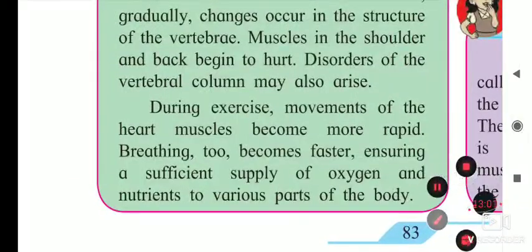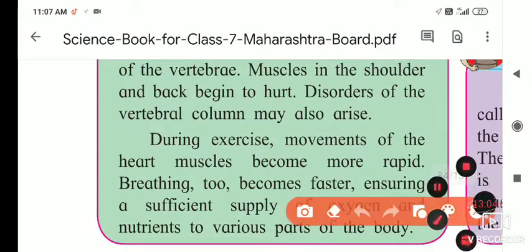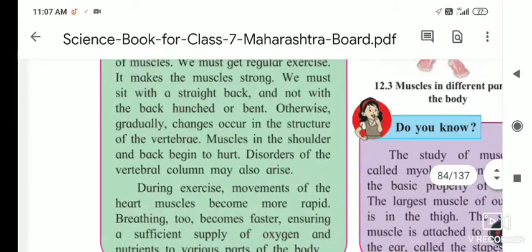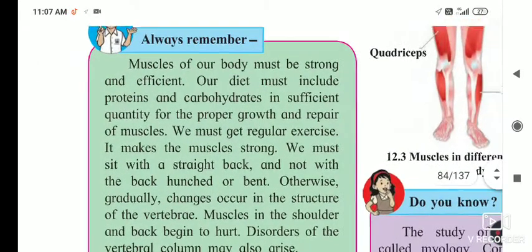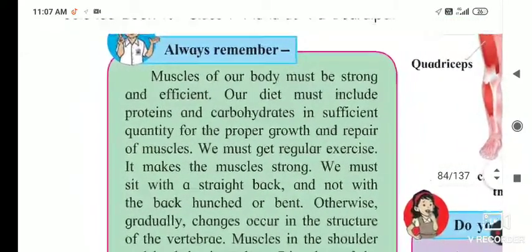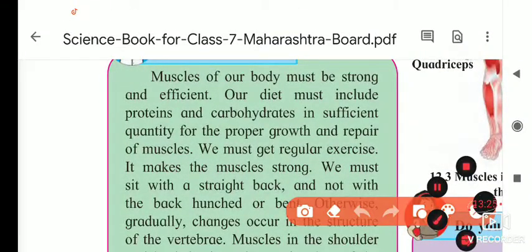Due to bad habits, what happens? The sitting habits are wrong, and due to this what happens? The muscles in our shoulder and back hurt, and disorders of the vertebral column may also arise. Means back pain, neck pain, these are there. These problems are created because of bad positions, due to the wrong sitting position.